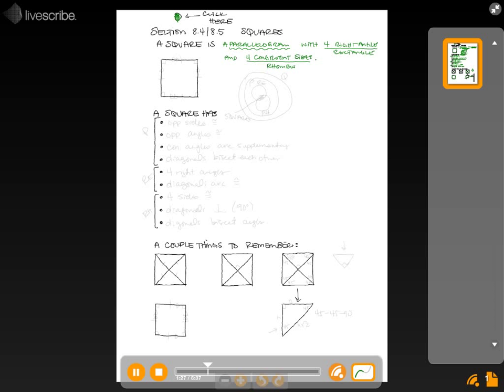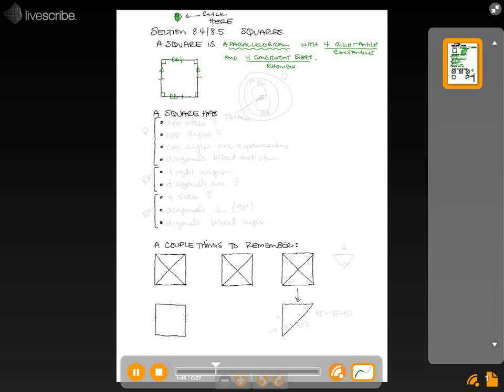Okay? Let's mark these ideas in our picture here. All 4 sides are congruent. Parallelogram. And then it has 4 right angles. So this is what we know from the definition. Okay? Parallel sides, all 4 sides the same length, and it has right angles.